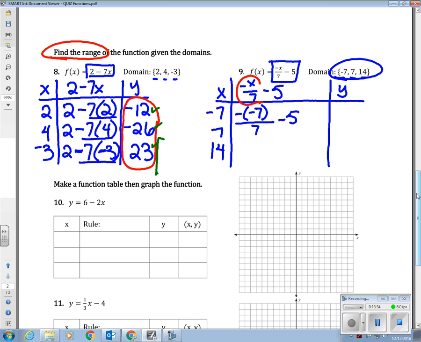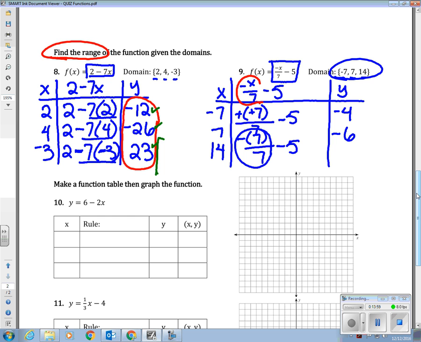So I have to clean all that up by saying adding, so that's going to be positive. That means 7 divided by 7 is 1. 1 minus 5 is negative 4. The next one, I have a negative 7 over 7 minus 5. This right here becomes negative 1. Negative 1 minus 5 is negative 6.